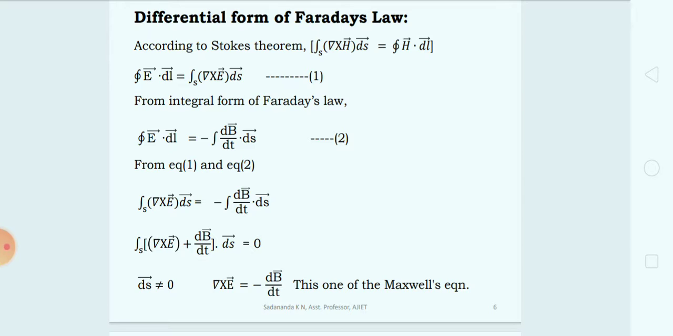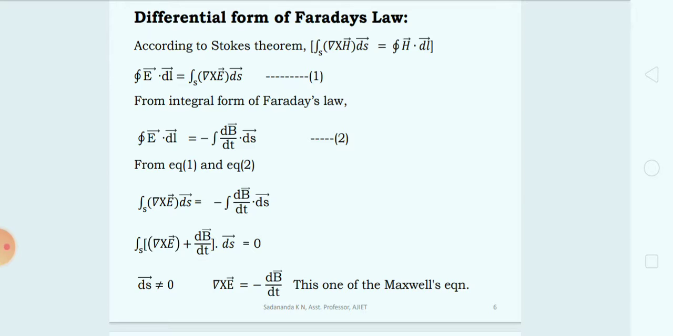Now we have to write Faraday's integral form in terms of Stokes' theorem. The statement of Stokes' theorem is already stated. Now let me tell the expression for Stokes' theorem, that is, the surface integral of curl of vector H dot ds is equal to the line integral of vector H dot dl. That is the equation. In the same format we have to write now this EMF and rate of change of flux.